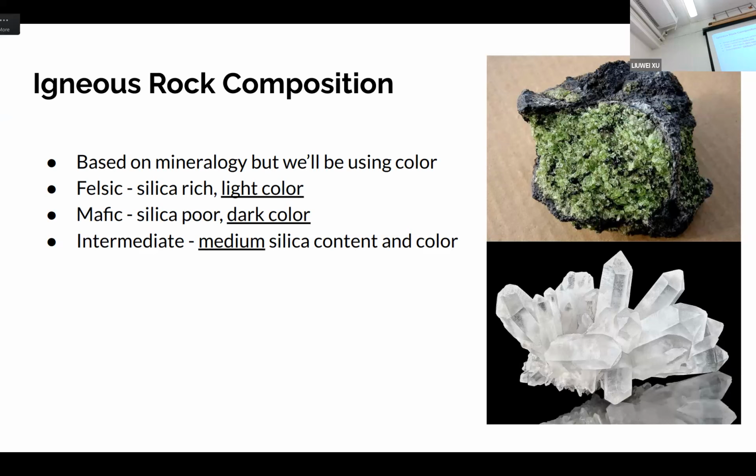So here we have three rocks. This one is felsic, so it is light color, and this one is mafic, so it has dark color. And the middle one, the composition is in between, so you see its color is also between the light and the dark. So remember, color is one important piece of evidence we use to identify the rock.